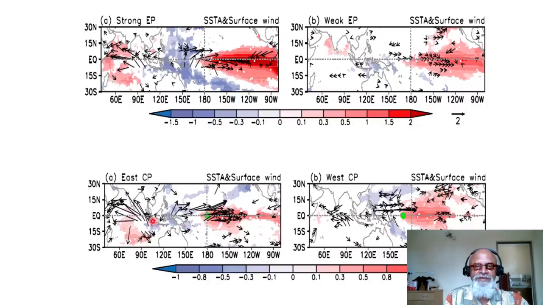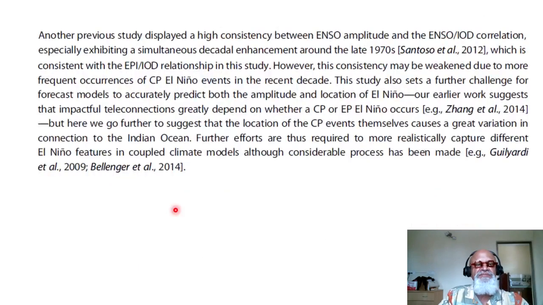So they argue that these are different as well. So it depends on the strength of the El Nino and the location of the El Nino, and sometimes the strength matters based on the flavor, and the other times it doesn't matter.